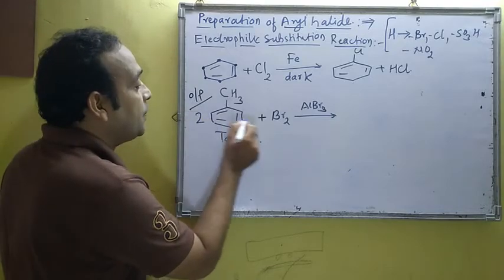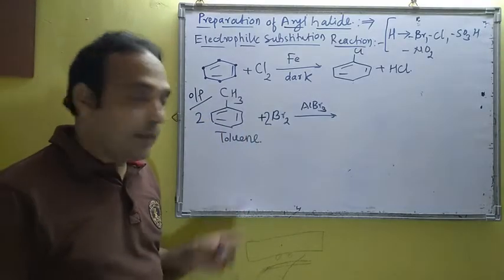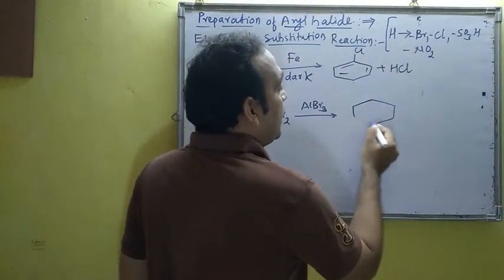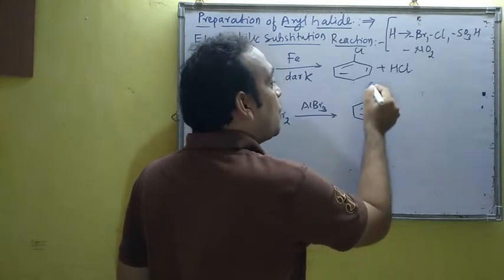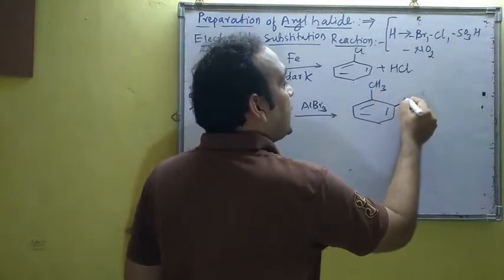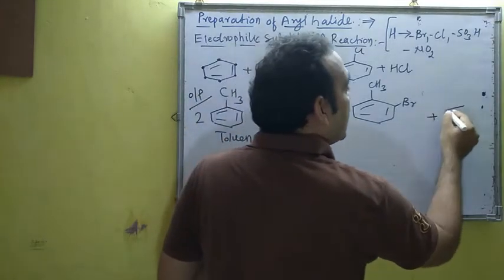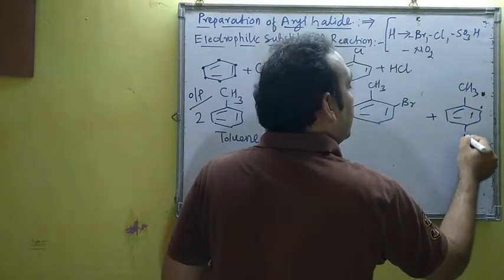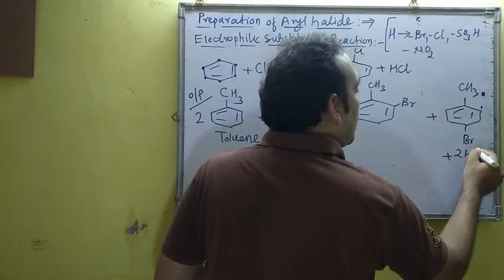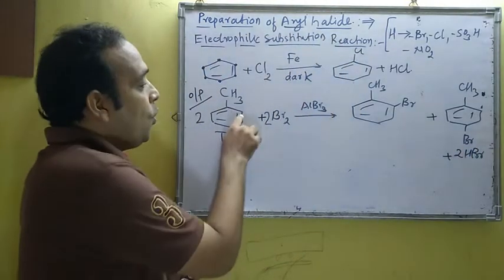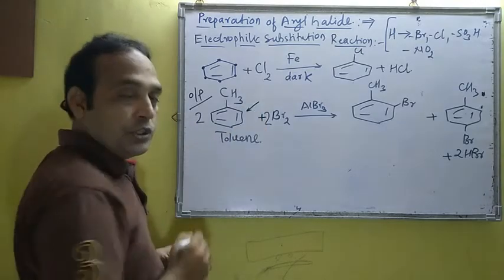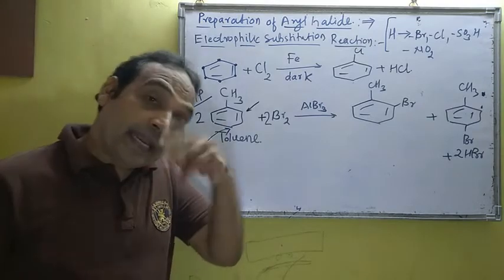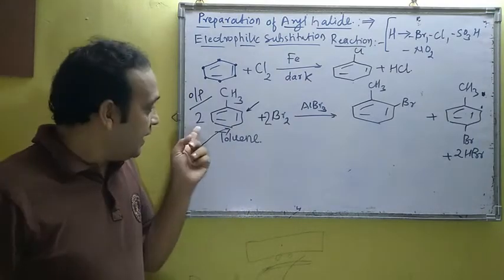Now for balancing purposes we will take here two aromatic compounds like toluene plus 2Br2, and here we will get two products. In one case the incoming group, Br, is attached at the ortho position, and in the second case the incoming group is attached at the para position, and the byproduct is twice HBr. One hydrogen atom comes from the ortho position of one toluene and the second hydrogen atom from the para position of the second toluene. I am not writing separately; I have written here 2.